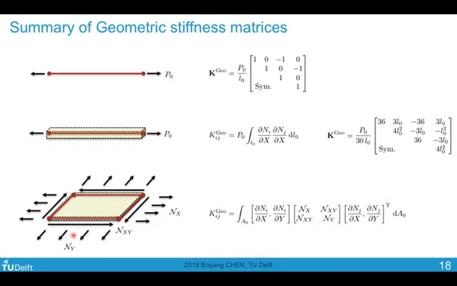In summary, these are the 3 elements that we've covered, and we can see that the geometric stiffness scales with the axial or membrane loading. So the higher the axial force or membrane force intensities, the higher is the geometric tangent stiffness. This property of geometric tangent stiffness is very important when we analyze buckling, which I'm going to show you later.